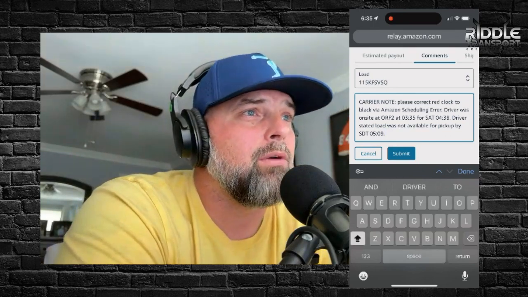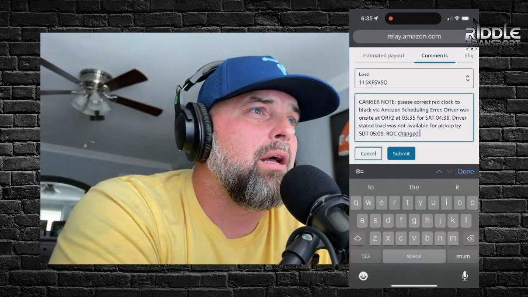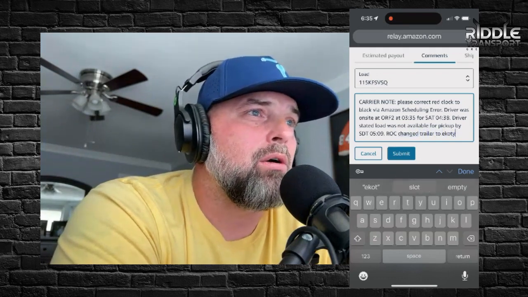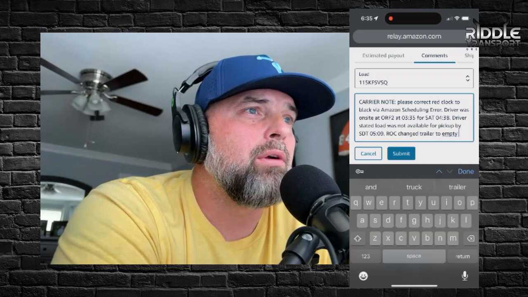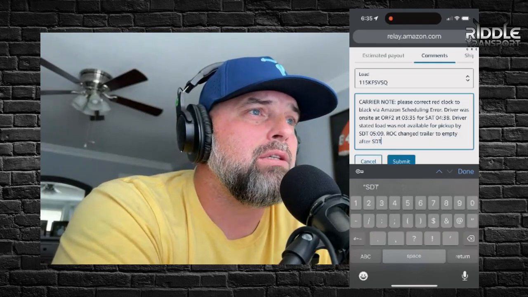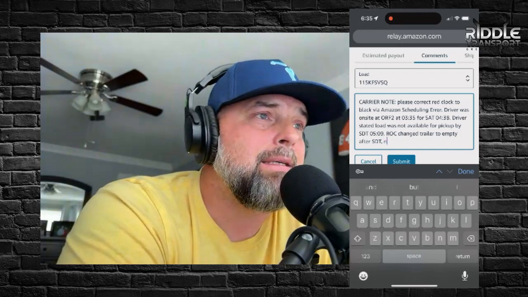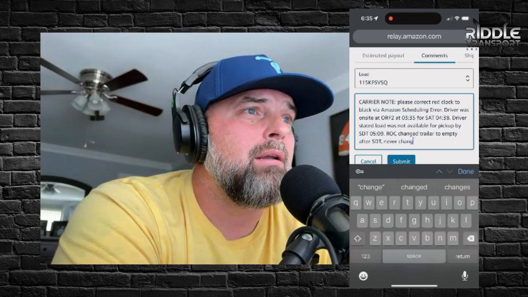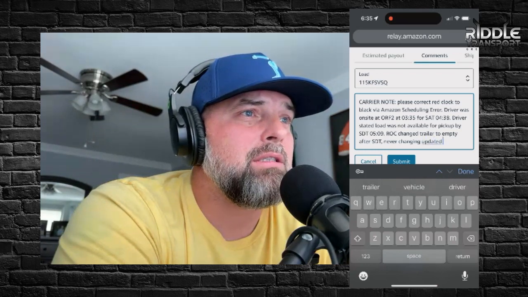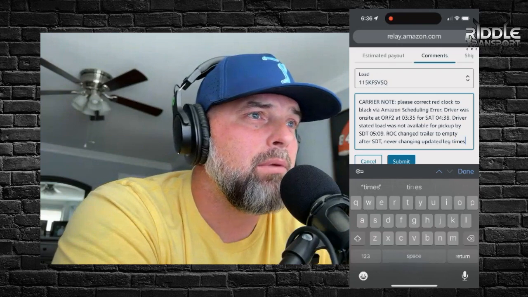But you can see right here. All right, so this is my note to ROC or whoever's looking at it. Please correct red clock to black via Amazon scheduling error. The driver was on site at ORF2 at 03:35 for standard arrival time, SAT 04:38. Driver stated load was not available for pickup by standard departure time, SDT, of 05:09. ROC changed trailer to empty after SDT, never changing, updated. Let's see, I don't even know what I came up with. Updating leg times.